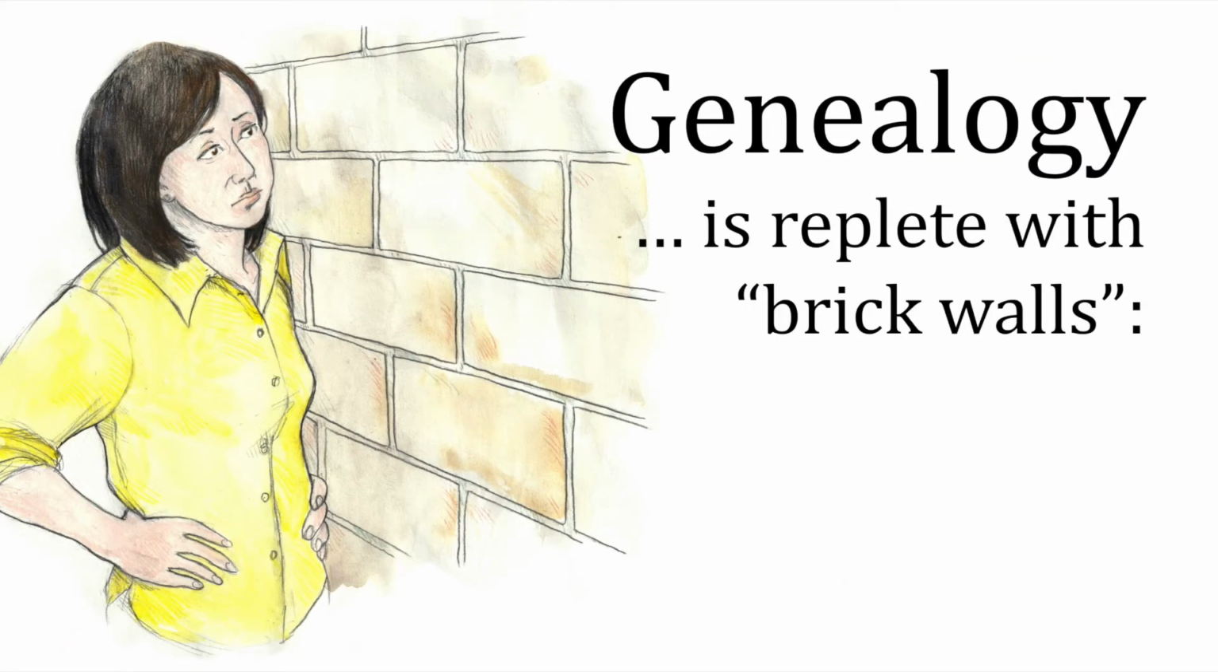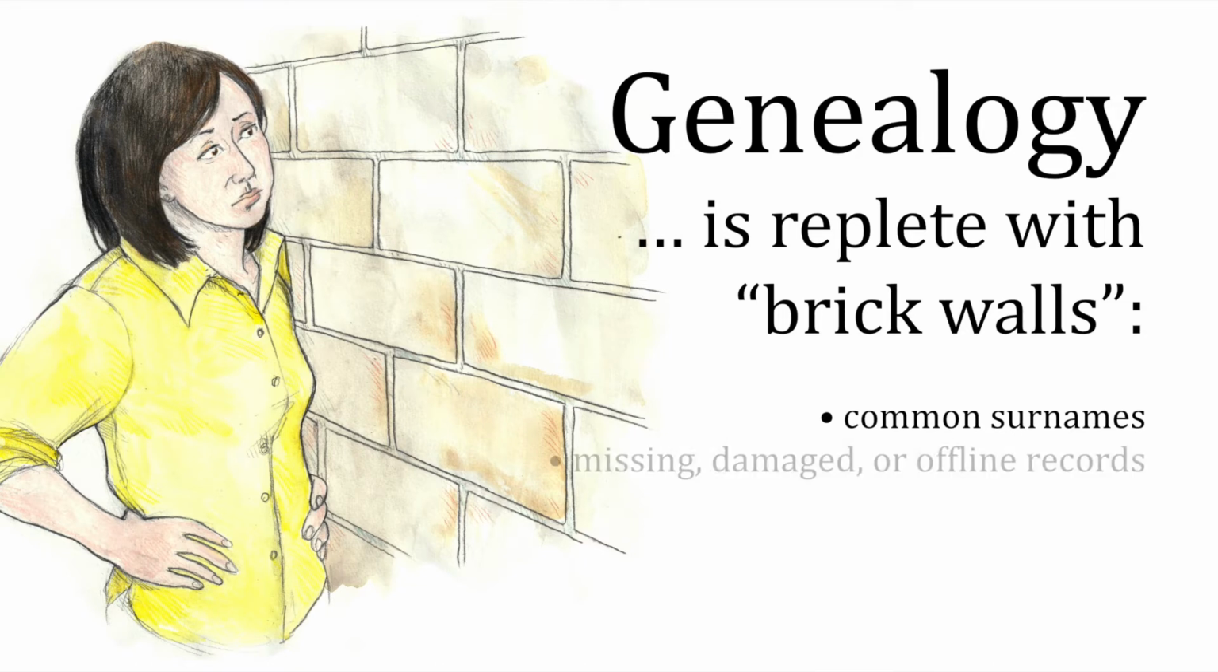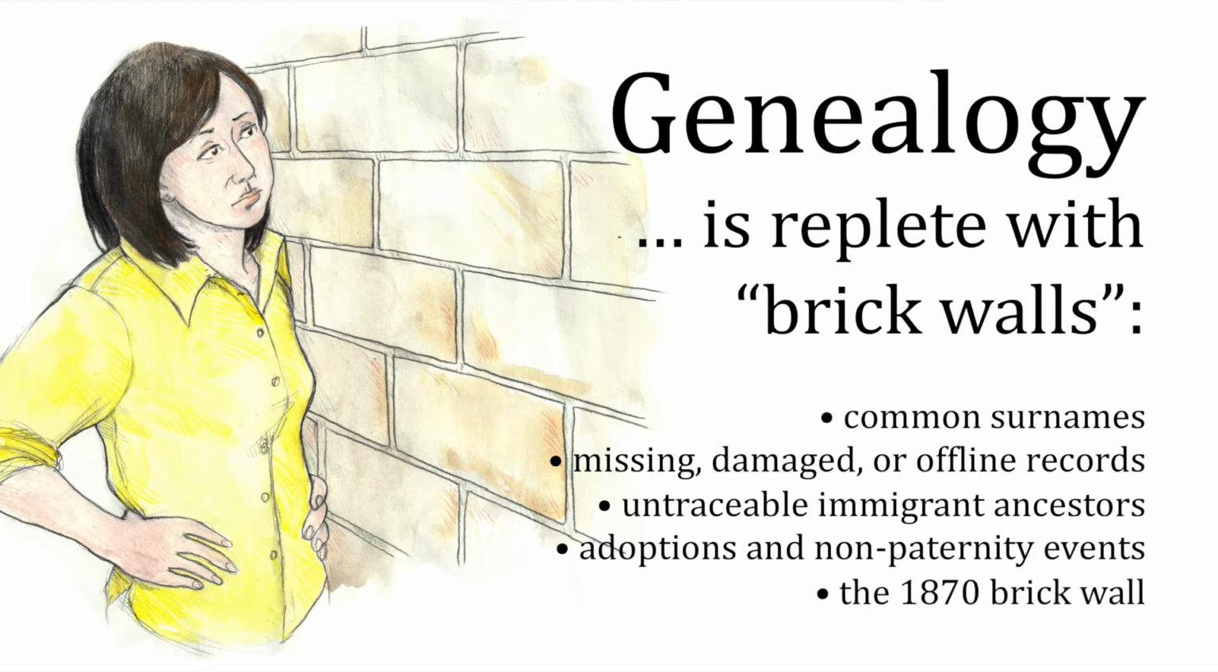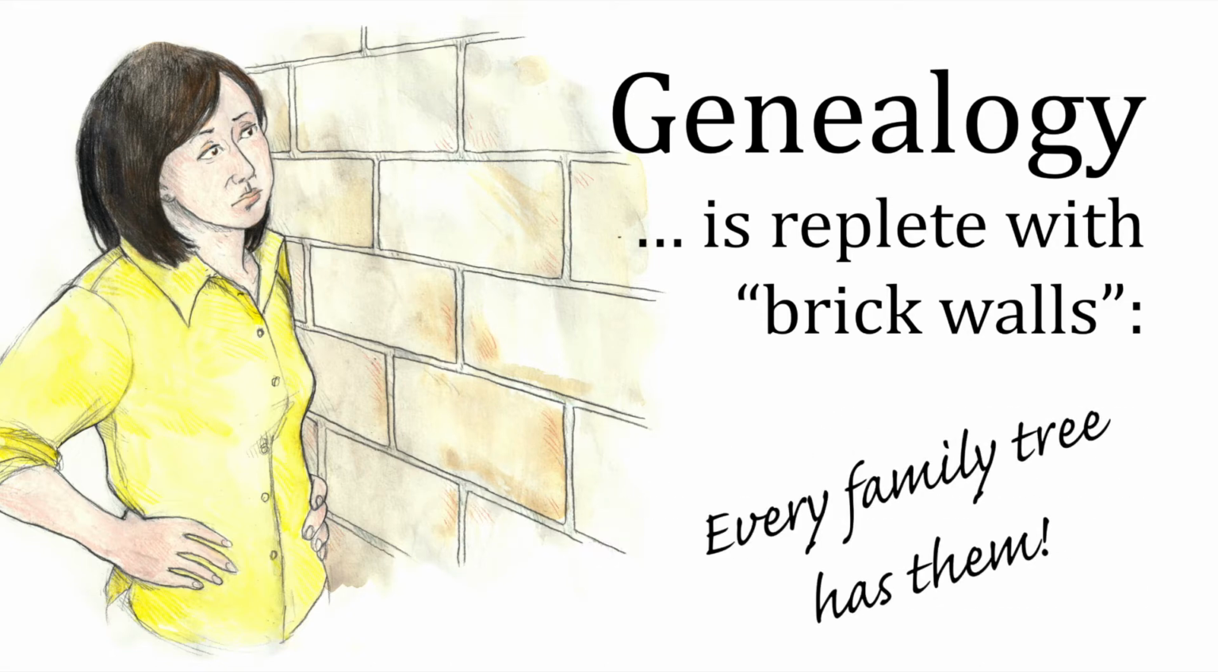Genealogy is replete with brick walls. There's a term so common it requires little explanation. But whether it's because of common surnames, missing, damaged, or hard-to-find offline records, untraceable immigrant ancestors, adoptions and non-paternity events, or even the 1870 brick wall, which impacts the ancestry of so many Americans, everyone's family tree has them.